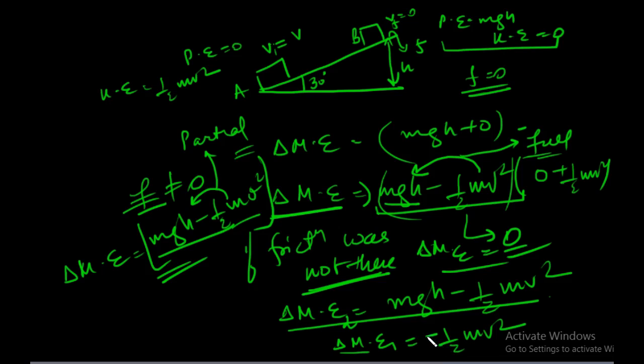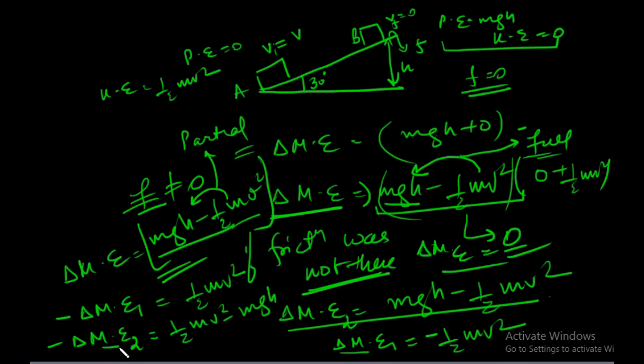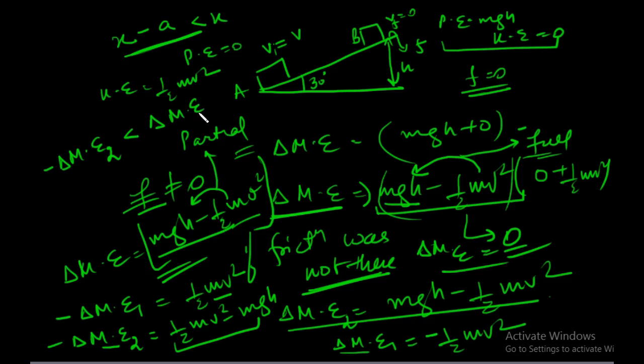Now we have to calculate the decrease. Decrease means we have to take the negative sign of this. So minus delta ME1 is equal to half mv square, and minus delta ME2 would be equal to half mv square minus mgh. So the decrease in the second situation is less than the first. Obviously, if we assume half mv square is x, and mgh is a, then x minus a is obviously less than x, right? So I have proved here the decrease in mechanical energy in the second situation is less than the decrease in mechanical energy in the first situation.